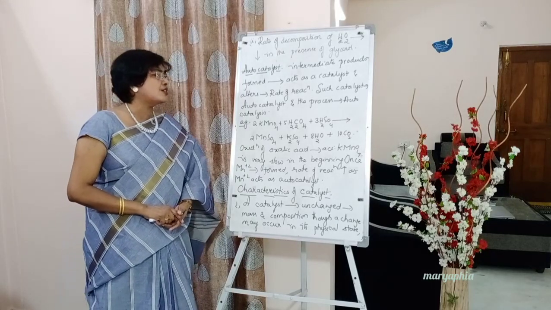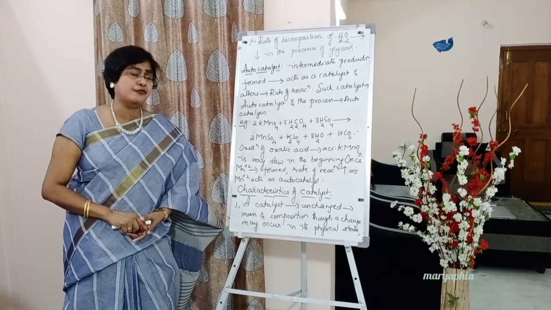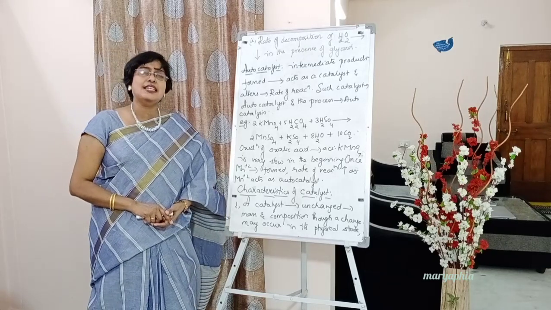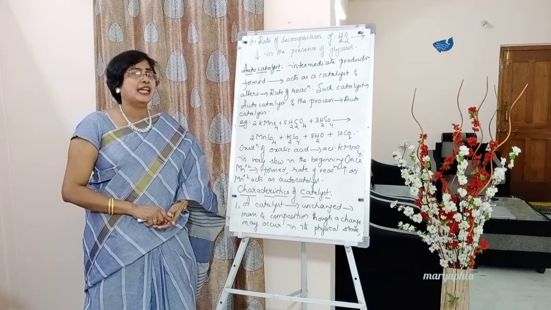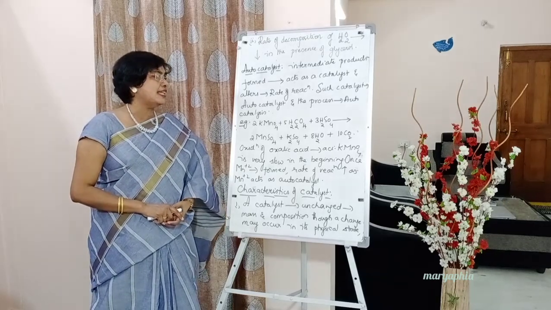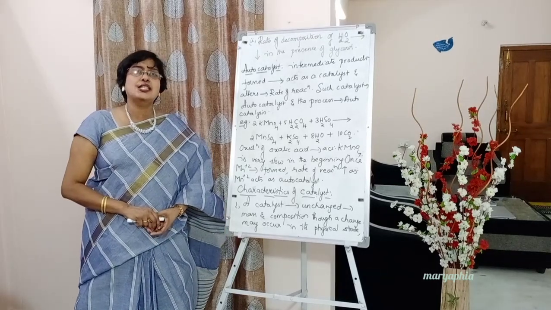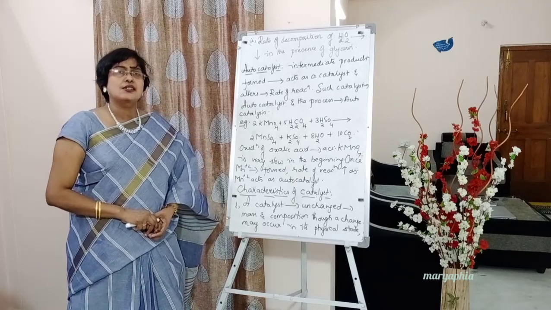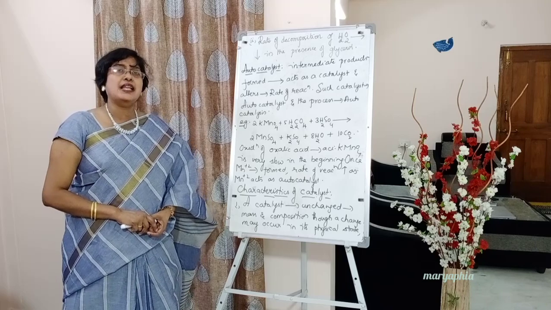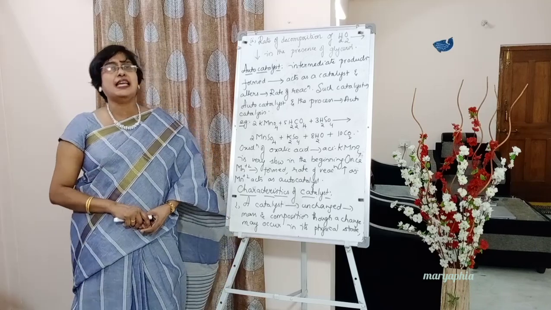2KMnO4 plus 5H2C2O4 plus 3H2SO4. So this is called oxidation of oxalic acid in the presence of acidified KMnO4. Here oxalic acid is H2C2O4, a dicarboxylic acid, COOH. Its oxidation takes place in the presence of acidified KMnO4.